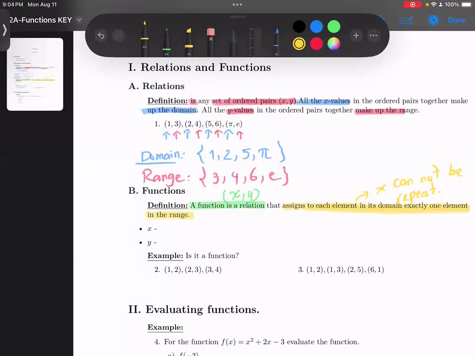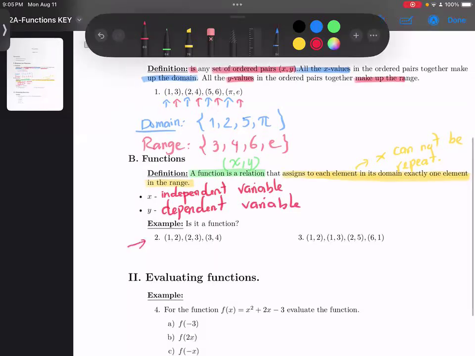So x, you often hear that x is the independent variable. In statistics, we don't say this a lot, but in math, people say this quite often. Y is the dependent variable. Y is a function of x, right?